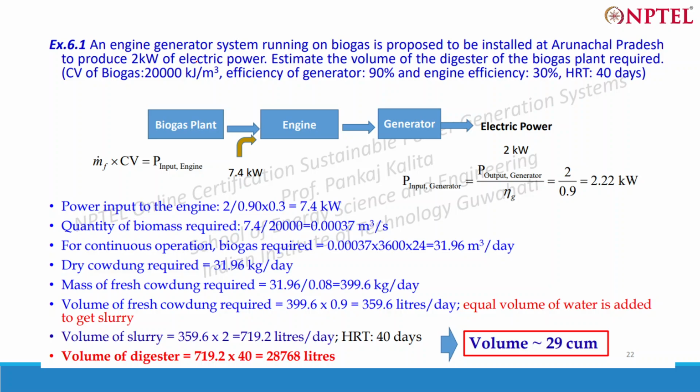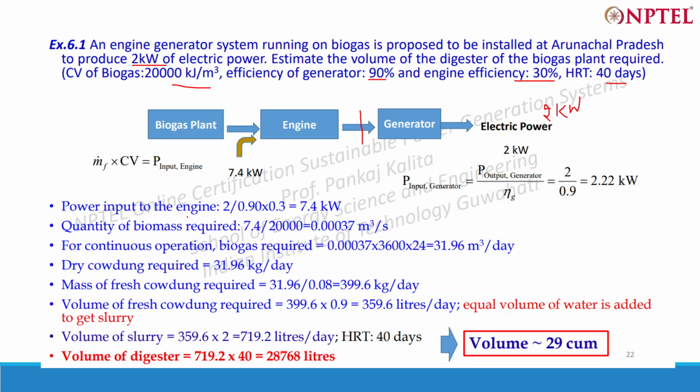Okay, so first thing is that an engine generator system running on biogas is proposed to be installed at Arunachal Pradesh to produce 2 kilowatt of electric power. So here you need to get 2 kilowatt, and then estimate the volume of digester. The CV of biogas is given, the efficiency of generator is given, the energy efficiency is also given, and HRT is also given.